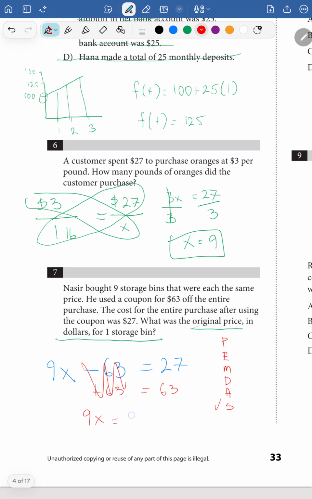Now from here, do we have any addition? No. Do we have any division? No. Do we have multiplication?